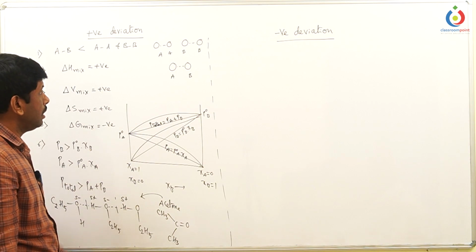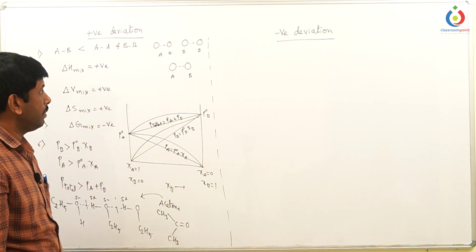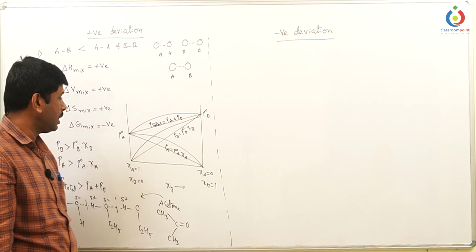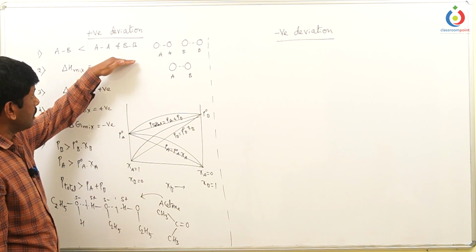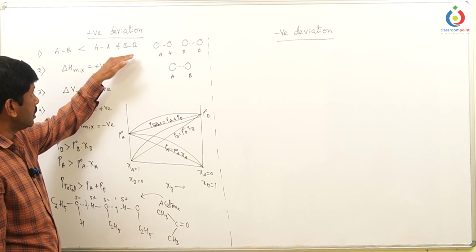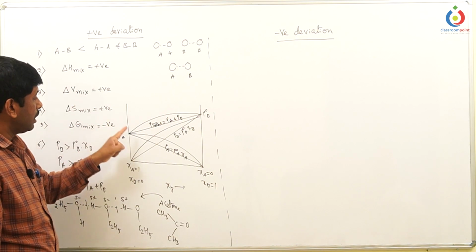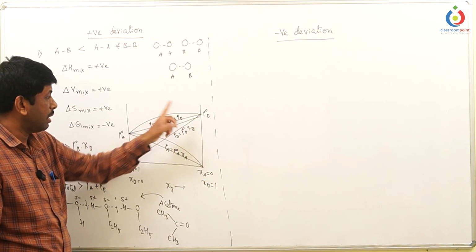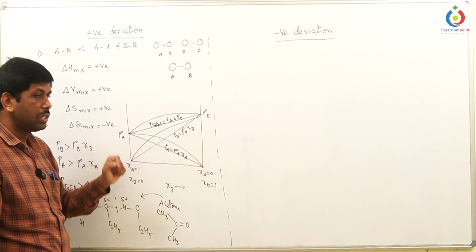So, this is about the solutions showing positive deviation from Raoult's law. And one more point here is, the solutions which are showing the positive deviation have more tendency to escape compared to their original liquids.